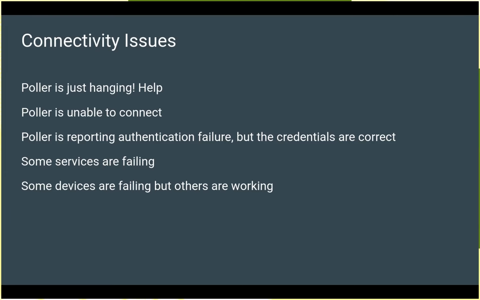And for them, we now work fine. But if it's unable to connect, the primary place to start would be the log. Take a look at the log and see what error messages are printed there.